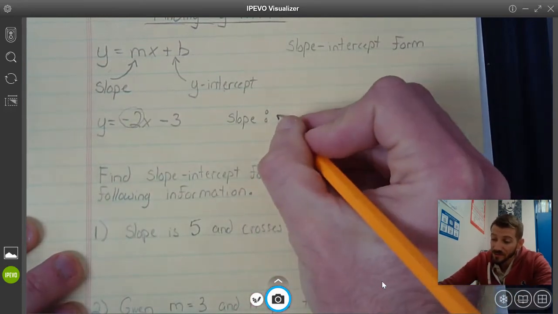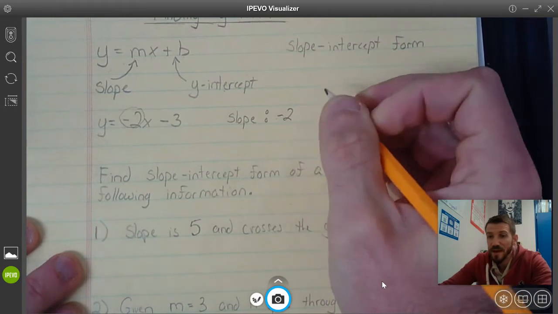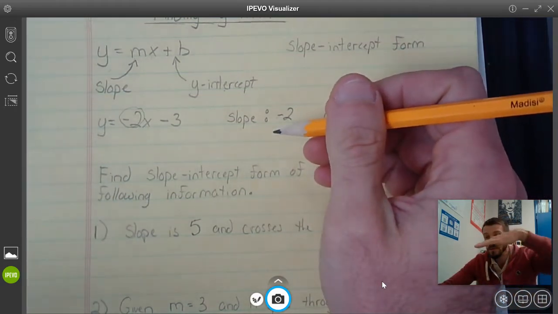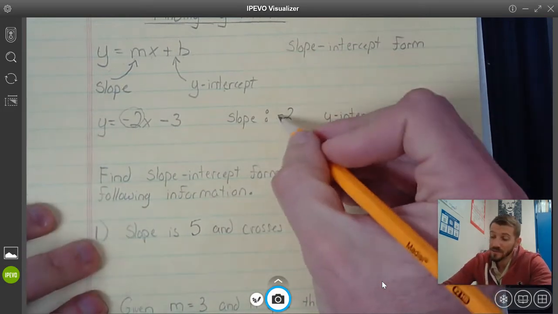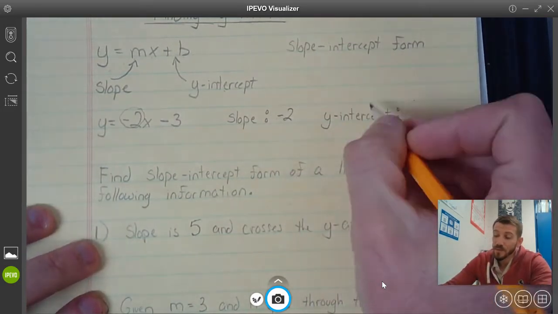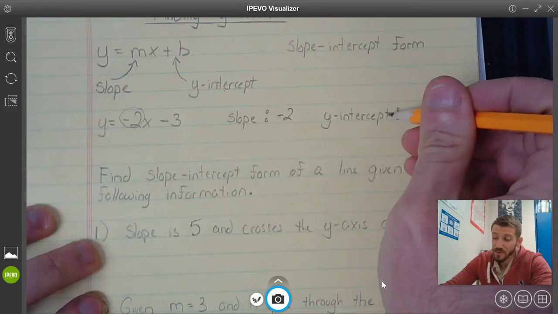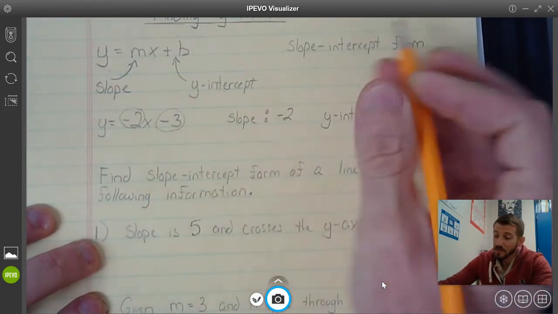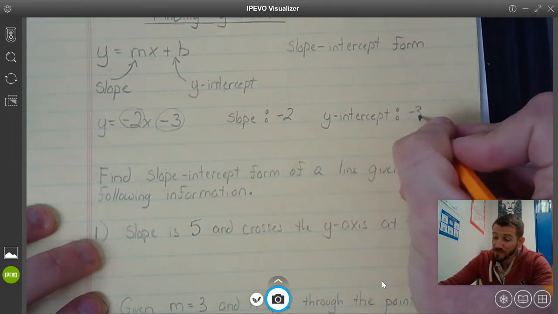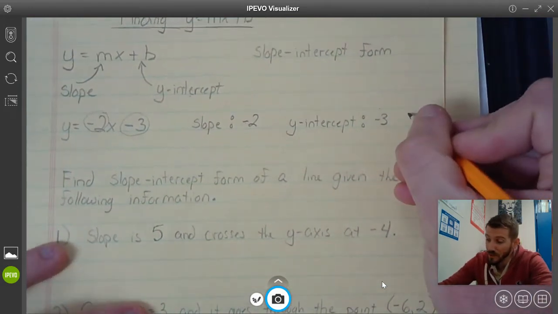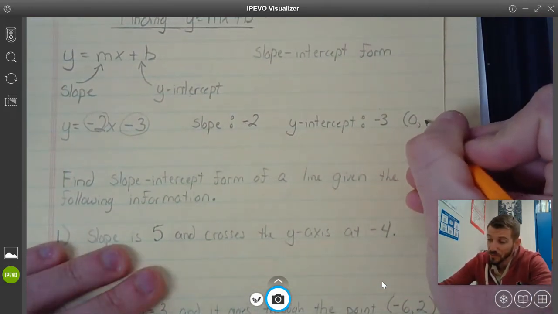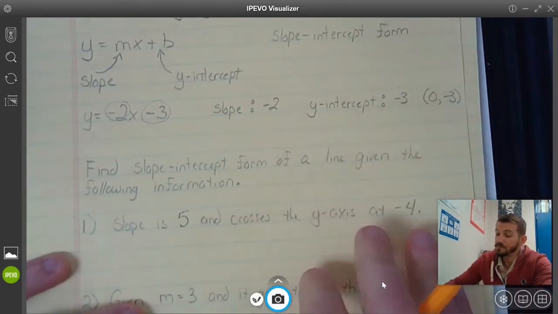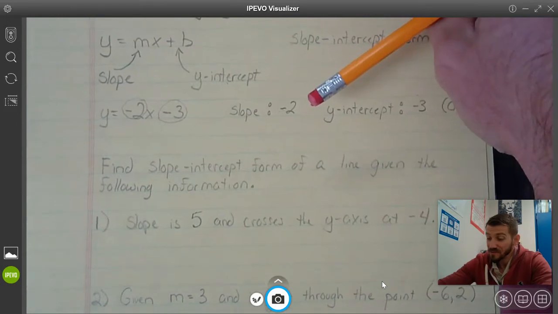I have a lot of students that say the slope is negative 2x. It's not. It's the number. The slope has an incline or a decline. That's it. So it has a slope of negative 2. The y-intercept, where does it cross the y-axis? That's right here. It crosses at negative 3. Specifically, if you wrote that as a point, that would be the point 0, negative 3. Okay, so that's just some basics.